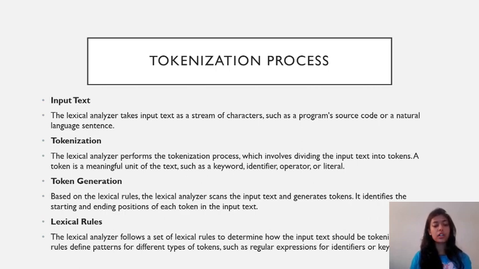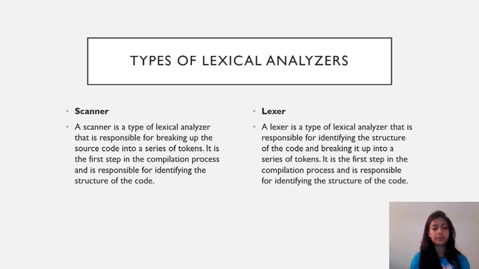Token generation. Based on the lexical rules, the lexical analyzer scans the input text and generates tokens. It identifies the starting and ending positions of each token in the input text. Lexical rules. The lexical analyzer follows a set of lexical rules to determine how the input text should be tokenized. The rules define patterns for different types of tokens, such as regular expressions for identifiers or keywords.